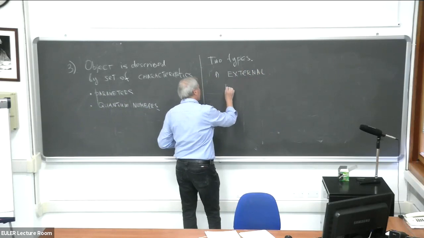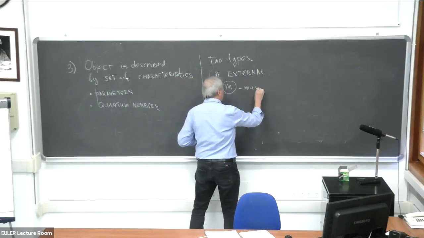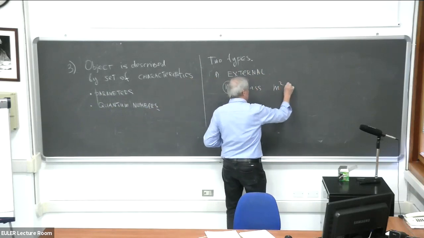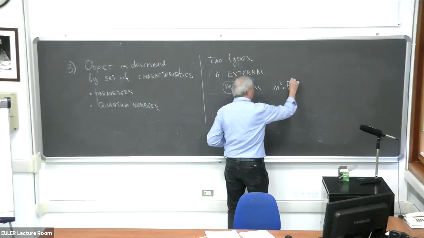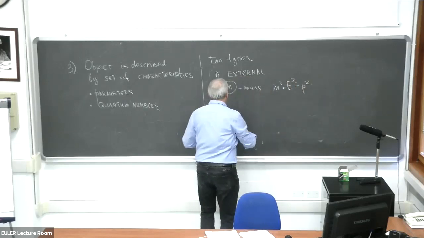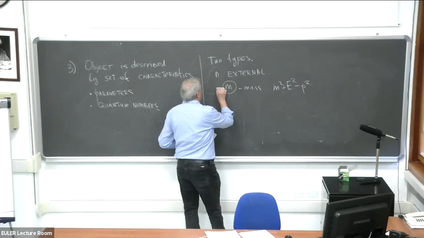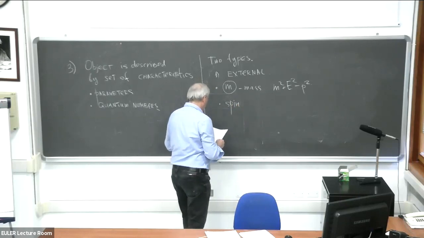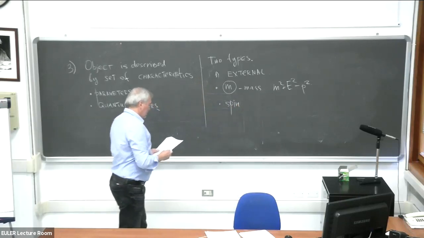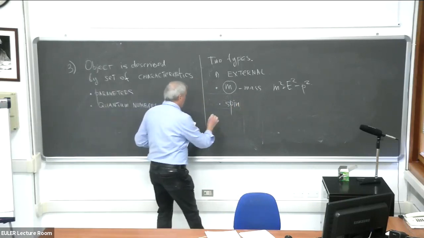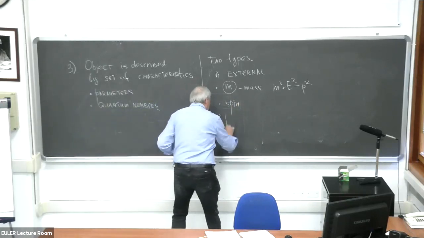And that includes mass, which is a Lorentz invariant, E squared minus P squared, spin, so this is the angular rotation degree of freedom, and parity.